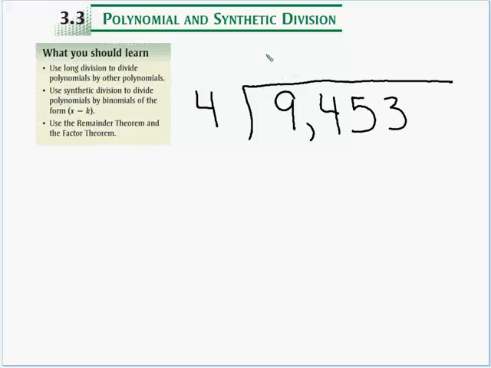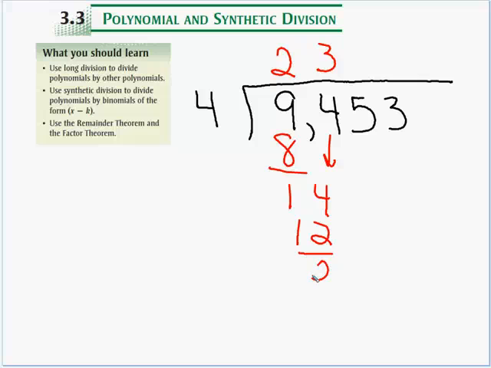So we want to come up with a number here. What times 4 gets us closest to 9 without going over? Well, 2. 2 times 4 is 8. We write that under the 9 and we subtract. 9 minus 8 is 1. And then we bring down the next term, 14. How many times can we put 4 into 14 without going over? Well, 3 times. 3 times 4 is 12.